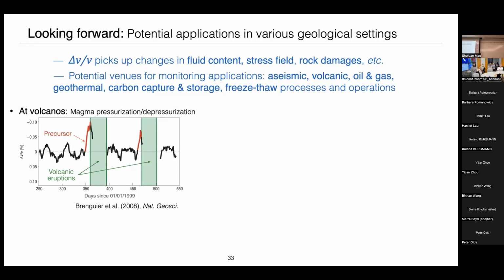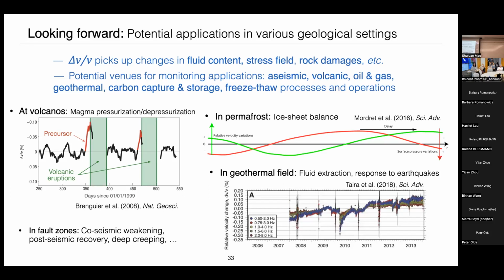There are also many other topics that delta V over V can be used to monitor. For example, the fluid injection and extraction in oil and gas fields or geothermal fields, for example, this one here. Also, some other processes related to carbon sequestration and freezing and thawing processes. So most of the topics here have actually been analyzed in previous papers, but those studies only employed the traditional seismic interferometry and only measured the temporal changes. Now, with this new imaging approach, I believe there will be tons of new information for us to explore.